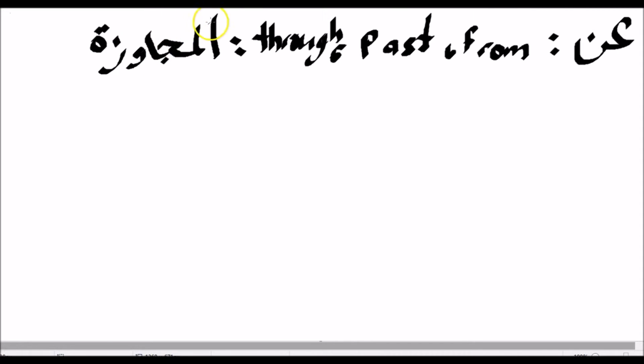Al-mujawaza means it continued from one point to another. It kind of went through or passed. For example, the Mu'allif said, min wa ila wa an wa ala wa fi. So we'll give you an example for an.